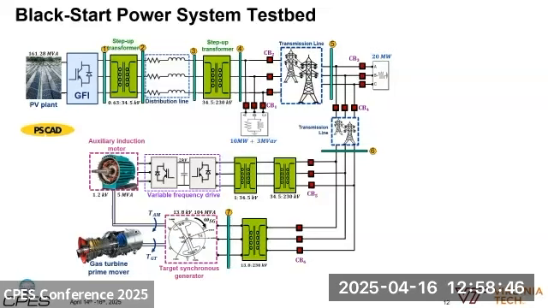So this is the Black Start power system testbed we use. It is a 7-bus transmission system designed based on real system data and simulated in a PSCAD platform to demonstrate a complete Black Start process based on the proposed grid-forming PV inverter.